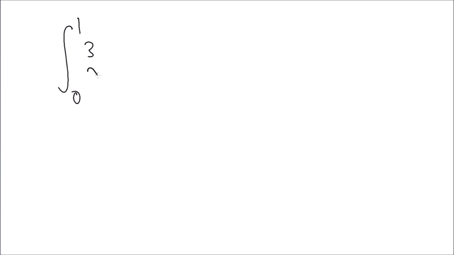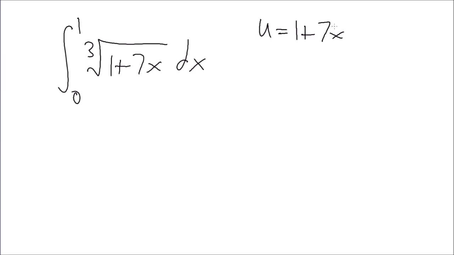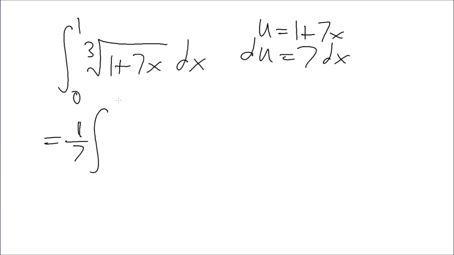Integral from 0 to 1 of the cube root of 1 plus 7x. Oh god, what do I do? What's my u? What's my du? Well, my u is just 1 plus 7x. This is okay. We can do whatever we want because this is a linear function. So that's very nice, which means we can just plug in our u here, and our du is going to be 7 dx. So we just have 1 over 7, and then we have a cube root of u, du.